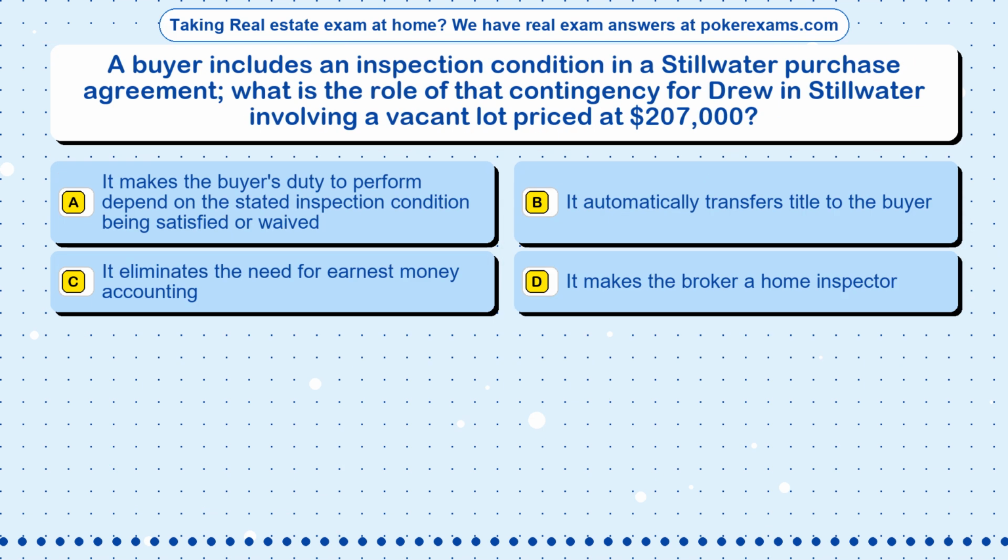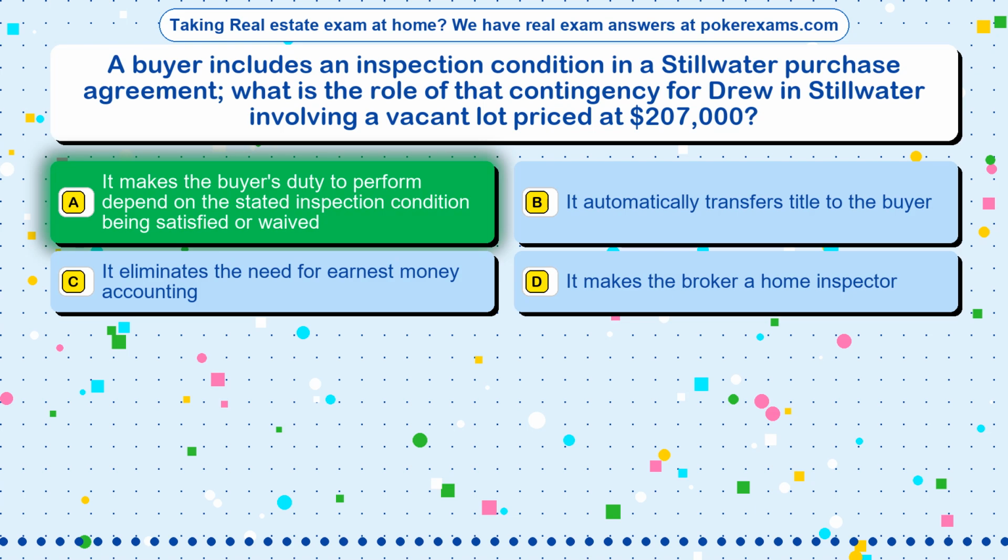Question 25. A buyer includes an inspection condition in a Stillwater purchase agreement. What is the role of that contingency for Drew and Stillwater involving a vacant lot priced at $207,000? Option A. It makes the buyer's duty to perform depend on the stated inspection condition being satisfied or waived. Option B. It automatically transfers title to the buyer. Option C. It eliminates the need for earnest money accounting. Option D. It makes the broker a home inspector.